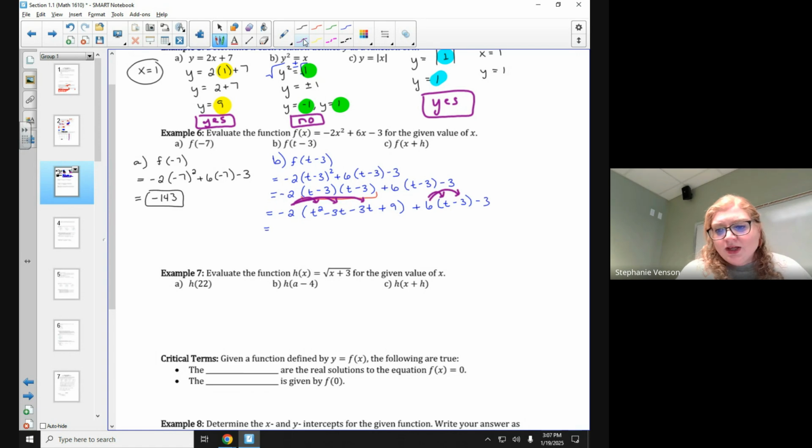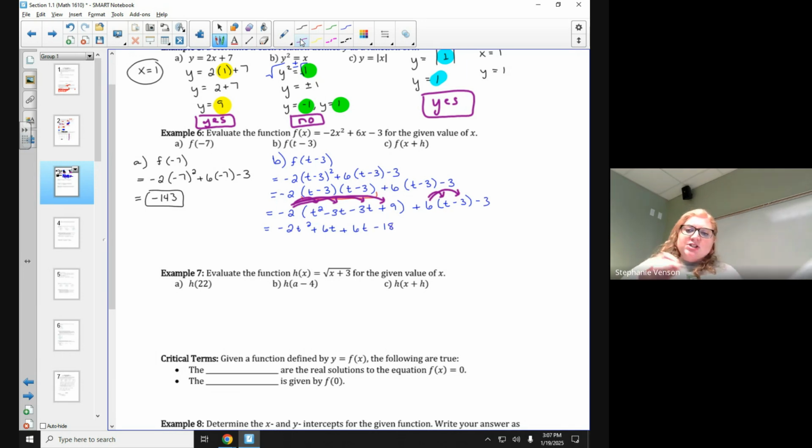So we have negative 2t squared, let's see, plus 6t, plus 6t. Oh, look, I forgot an arrow. Not that it really matters, but let's be consistent. Then negative 2 times 9 is minus 18. So I distributed the negative 2 to its set of parentheses. Now I'm distributing the 6 to its set of parentheses. Plus 6t minus 18 minus 3.